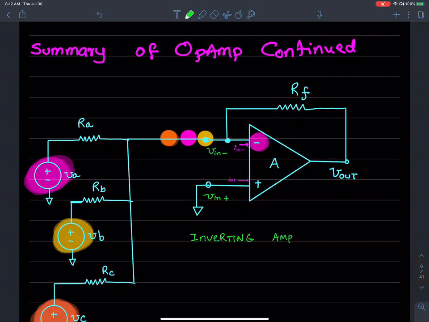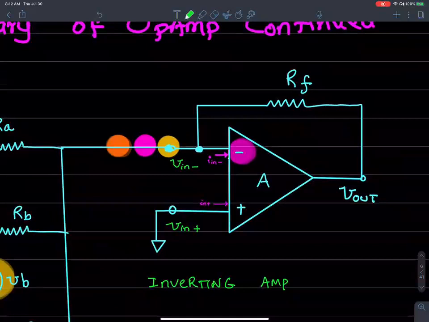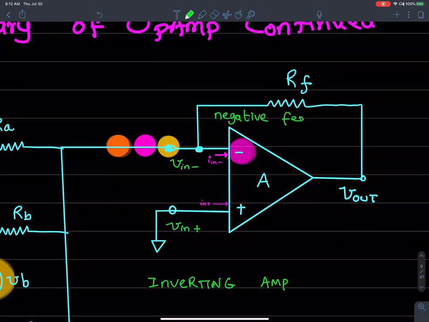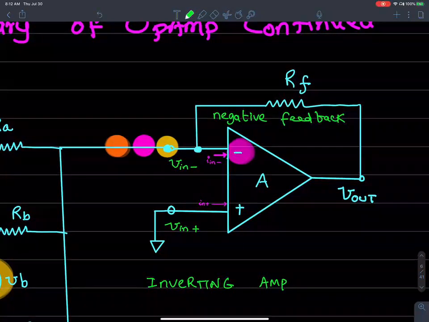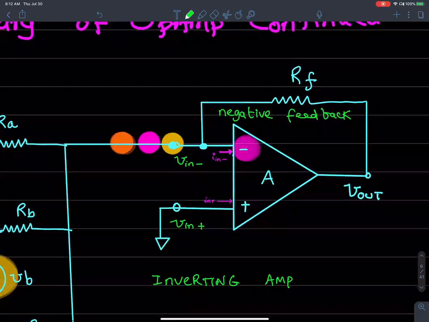Not only that, is this negative or positive feedback? It still is negative feedback, because the output is always going to the negative terminal. In this course, the kind of feedback that we will be seeing is only negative feedback. We will never tie the output back into the positive terminal. We don't do that in this course.